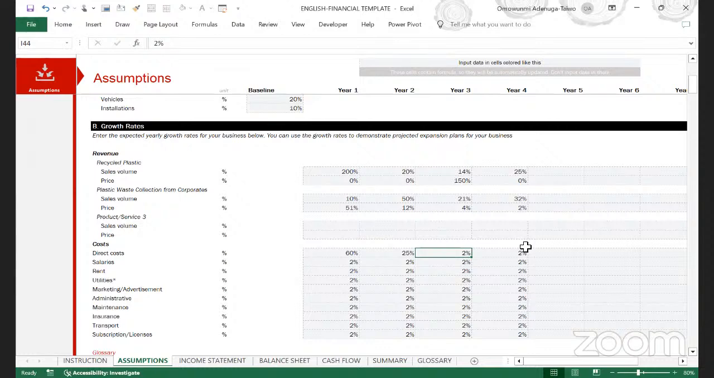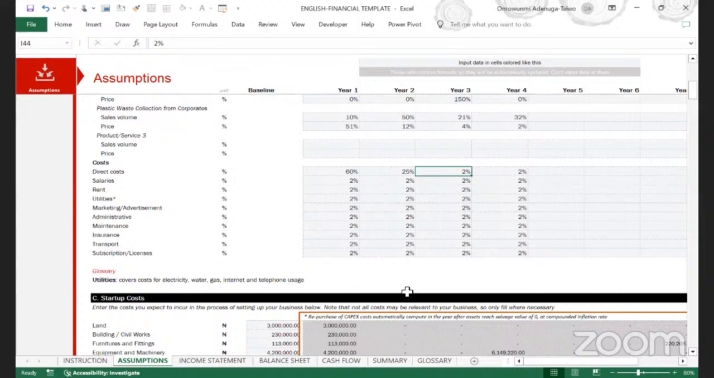I think you only need to project up until year 5, even though this template shows projections for 10 years, but you only need to project for 5 years. And then you're going to project how your different costs in your business will increase year on year for your first 5 years. You do that for your direct cost, for your salary costs, rent, utilities, marketing, administrative, and then you project the growth rates for each one of them.